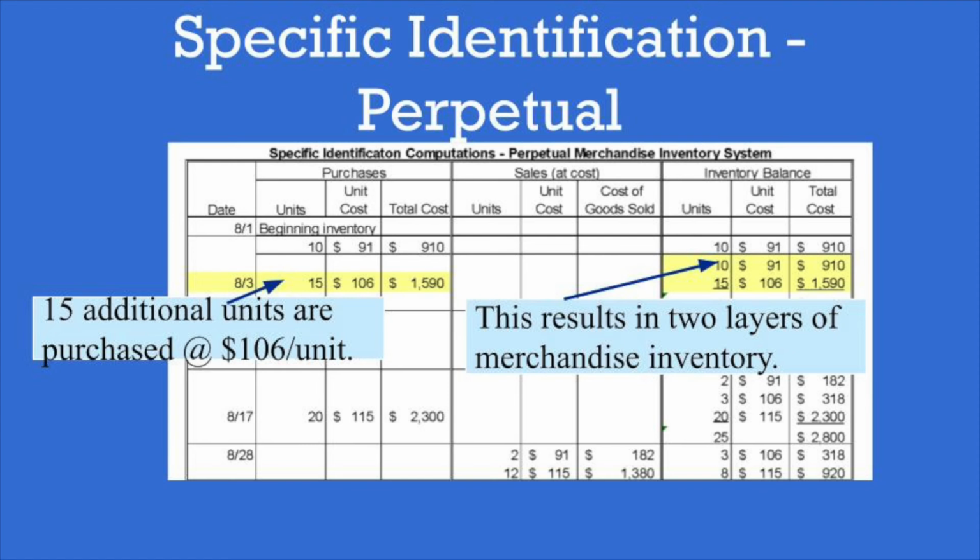We move along and we say, okay, that's great. We got that. We're going to buy now 15 more items, and we're going to identify each one of them. They'll all have their own invoices. So again, they're $106 each for a total of $1,590 in cost. And this results really in 2 layers of merchandise inventory. Now, they're all individually allocated. We can see each one has its own price.